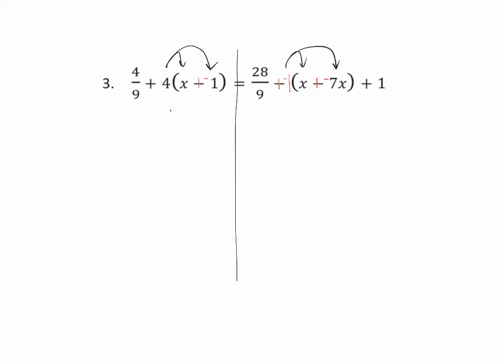Okay, 4 times x is 4x. Keep the plus sign. 4 times negative 1 is negative 4. Over here, negative 1 times x is negative 1x. Keep my plus sign. Negative 1 times negative 7 is positive 7x. Okay, everything else stayed the same.